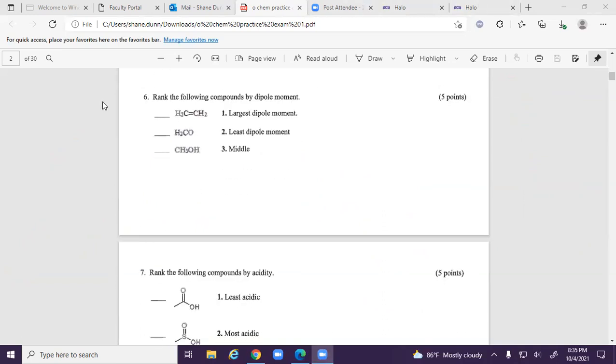Yes. Okay. Number six, we got some dipole movements going on.